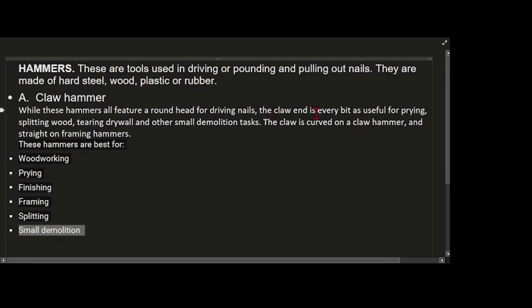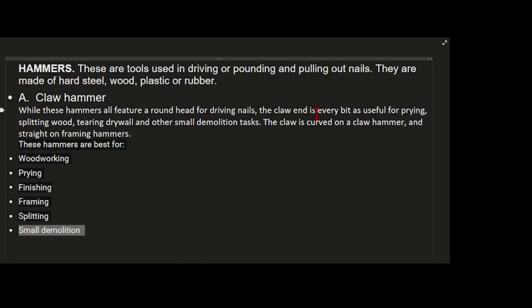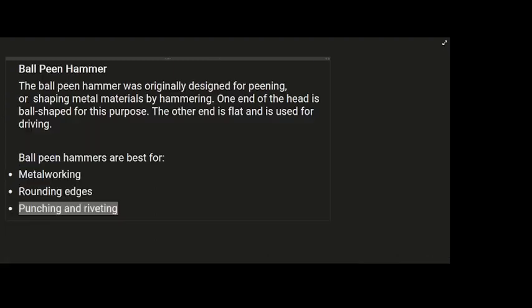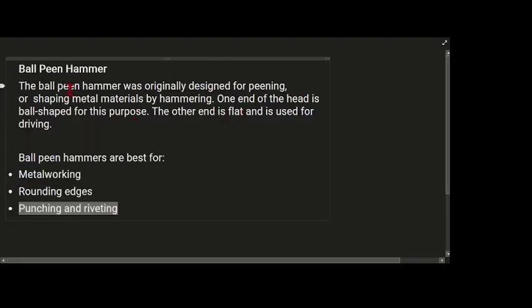So we say prying for yung ating tinatry natin na mag-separate yung dalawang wood. Then yung kanyang round head is used for driving nails. Then we have ball pein hammer. This is designed for shaping metals by hammering. One end of the head is ball shaped for this purpose.